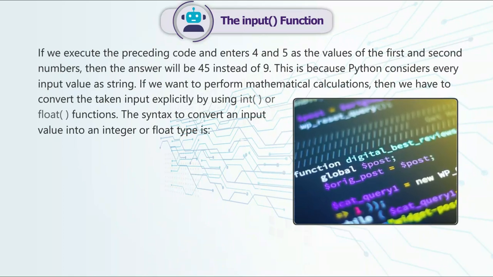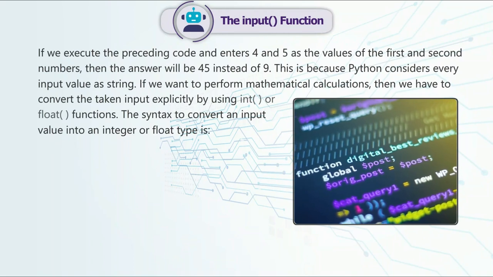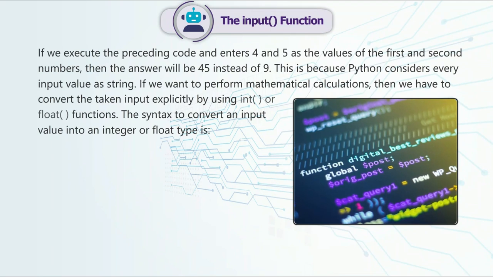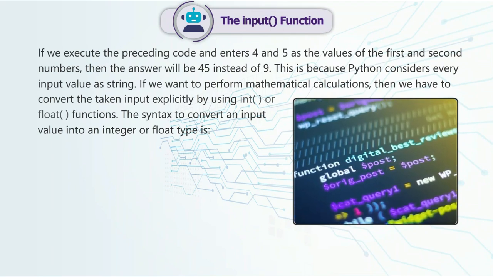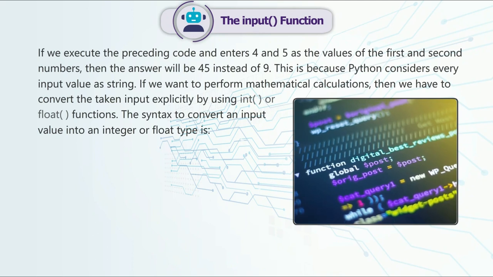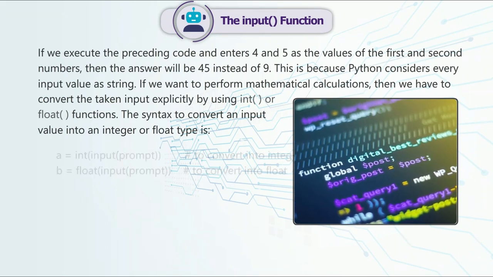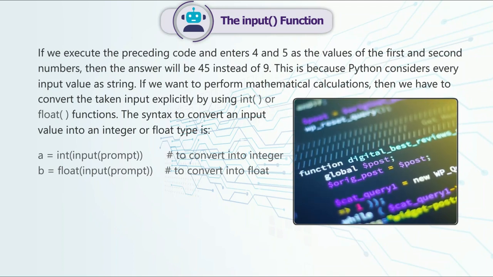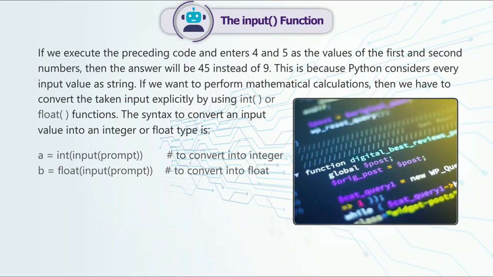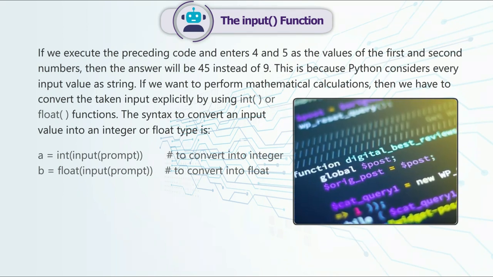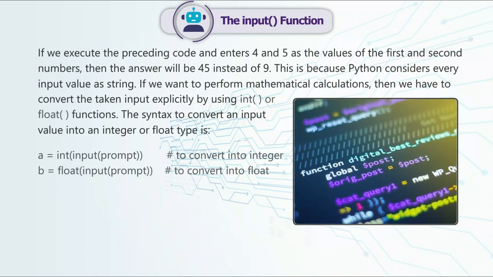If we want to perform mathematical calculations, then we have to convert the taken input explicitly by using the int or float functions. The syntax to convert an input value into an integer or float type is A = int(input(prompt)) # to convert into integer. B = float(input(prompt)) # to convert into float.